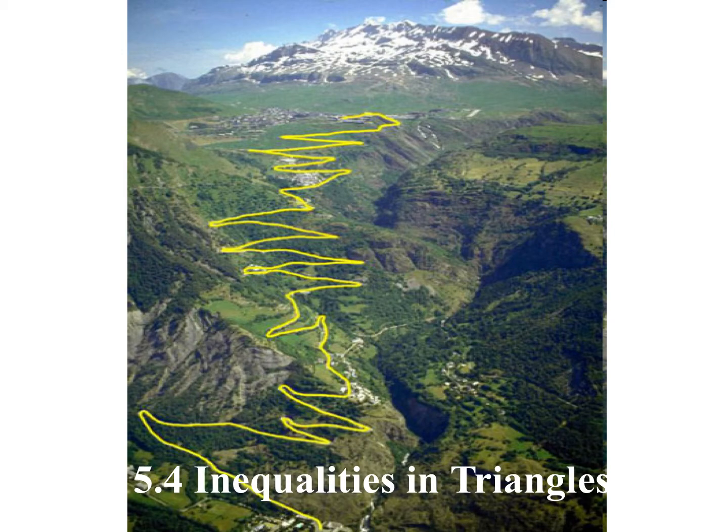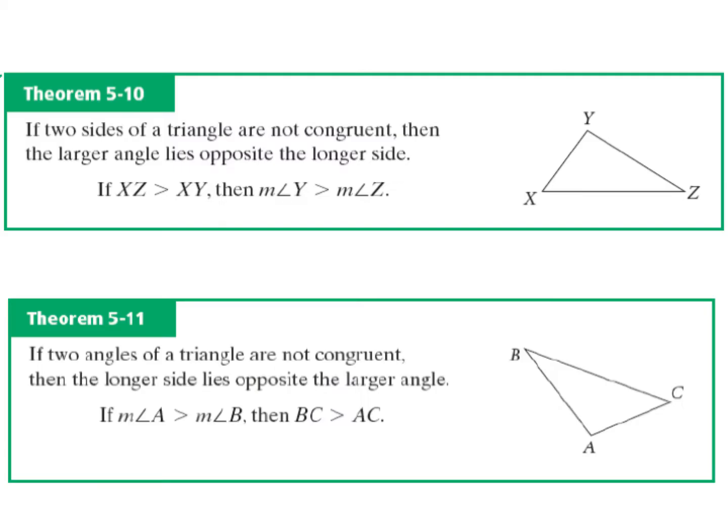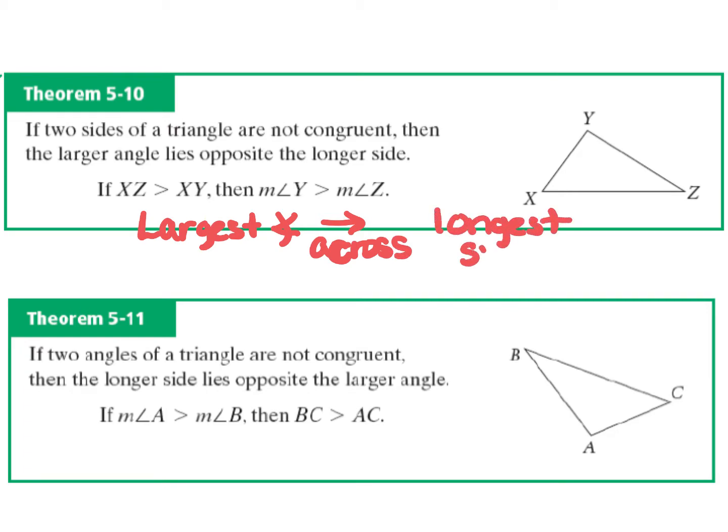In this video, you will learn about inequalities in triangles. The first theorem states that if two sides of a triangle are not congruent, then the larger angle is opposite the longer side. So I could say that the largest angle is across from the longest side, which we can see here. Here is my large angle, here is the large side.